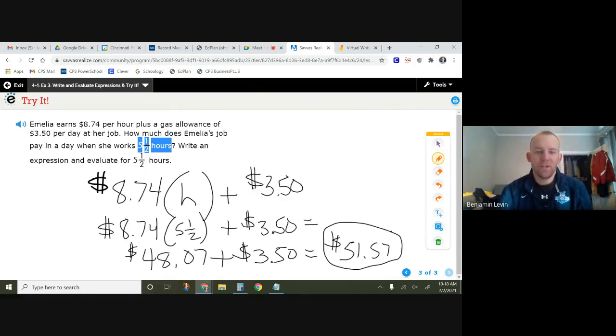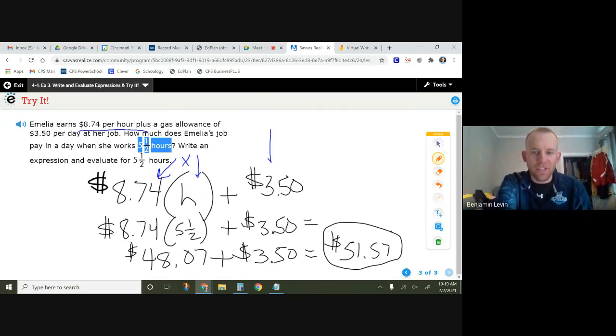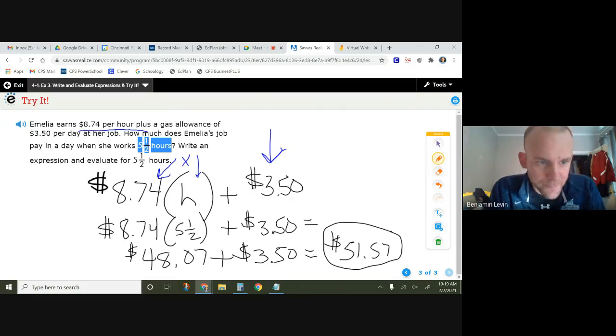All right. How are we doing on this so far? Are you guys getting this concept? If we have an hourly rate, we are going to multiply that times the amount of hours that she worked. And if we have a constant, you can almost think of this as a starting point. Before she ever works a single minute, just for driving to her job, they pay her $3.50, which is, I guess, supposed to cover the amount of gas it takes to drive to and from her job, right?